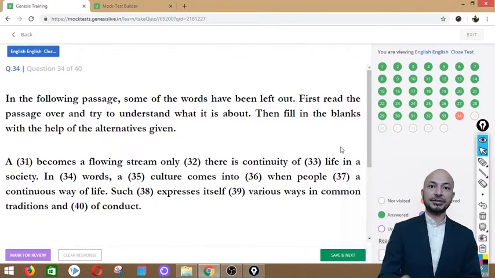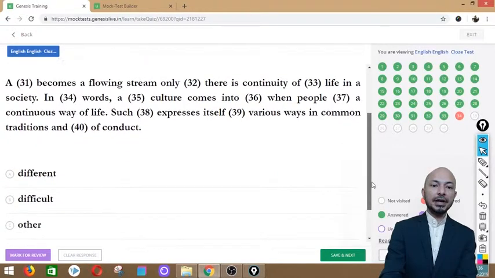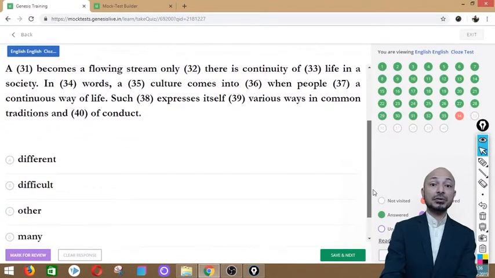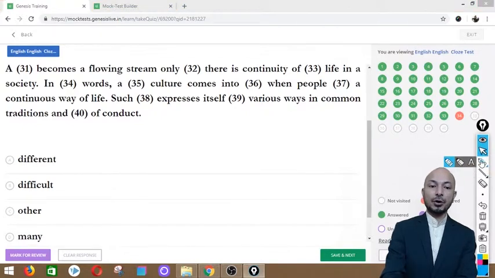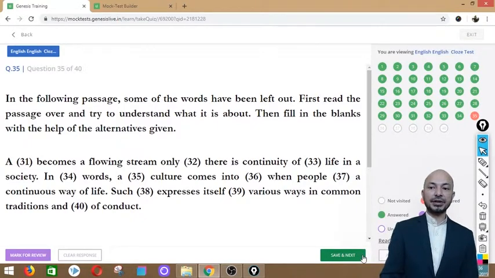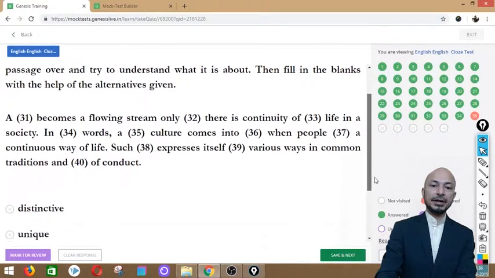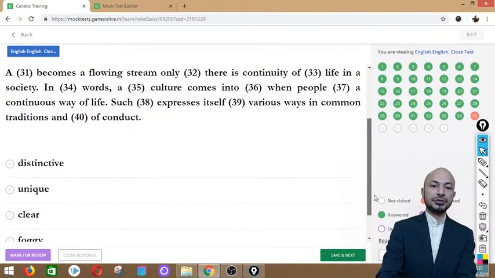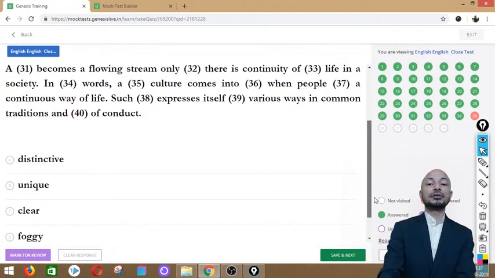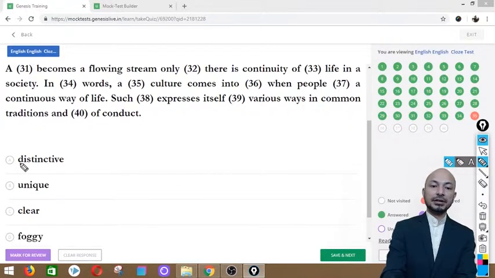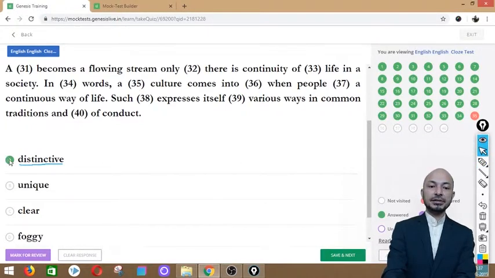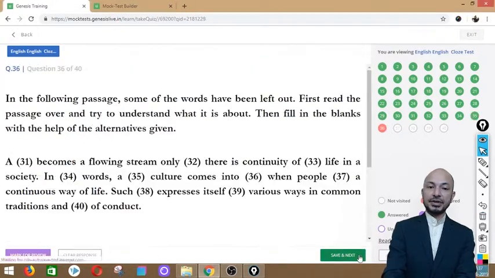So on to question number 34. It's in the same passage, so we'll have to scroll down. In dash words. Is it going to be in different words, in difficult words, in other words, or in many words? It's going to be option C, which says in other words. So we go and click option C, save and next. So we come to number 35 and we need to scroll down to see the options. In other words, a dash culture. So is it a distinct culture, a unique culture, a clear culture, or a foggy culture? It is going to be a distinctive culture, option A. A distinctive culture, we click option A and save and next.